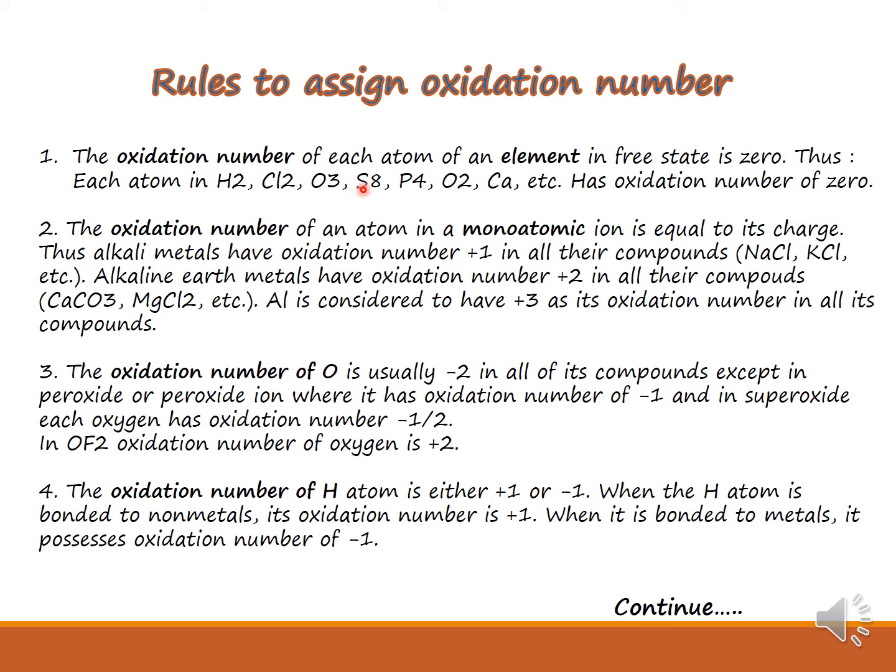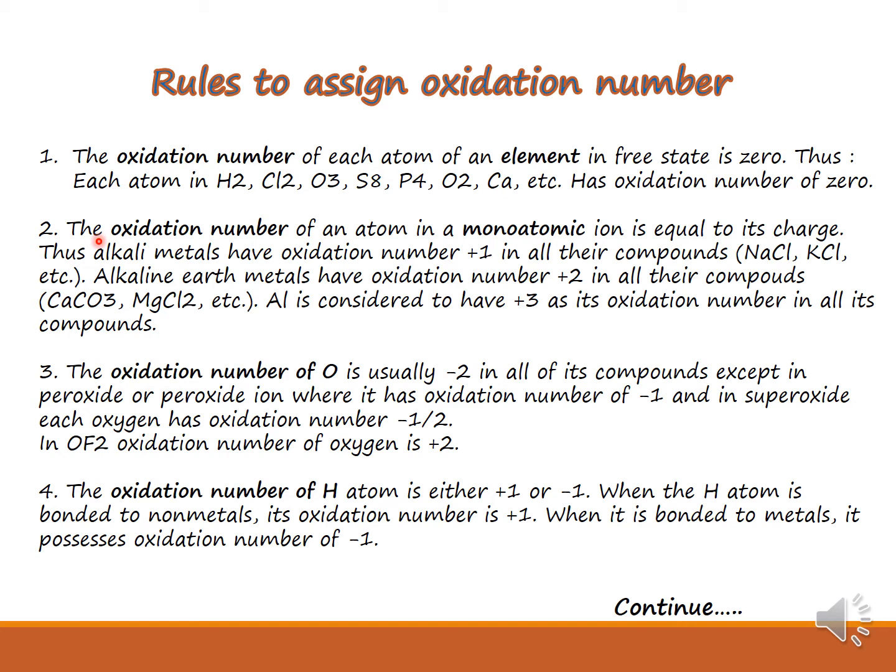For example, children, the elements which exist in monatomic form like calcium, sodium, potassium, these are all metals, and they usually exist in a monatomic form. So when you are seeing a reaction like Na plus H2O gives NaOH plus H2, if you are told to calculate the oxidation number of sodium here present as a reactant, the oxidation number of sodium in that case is 0.